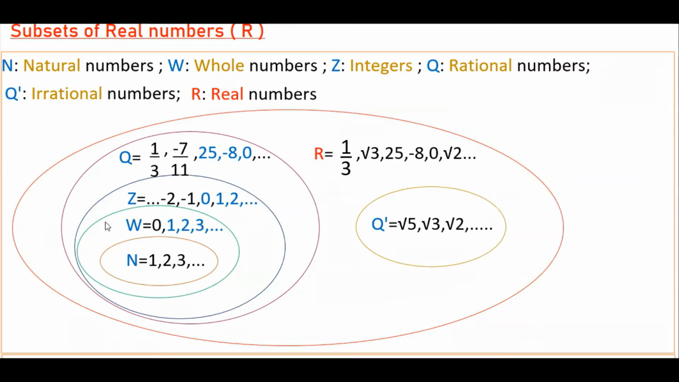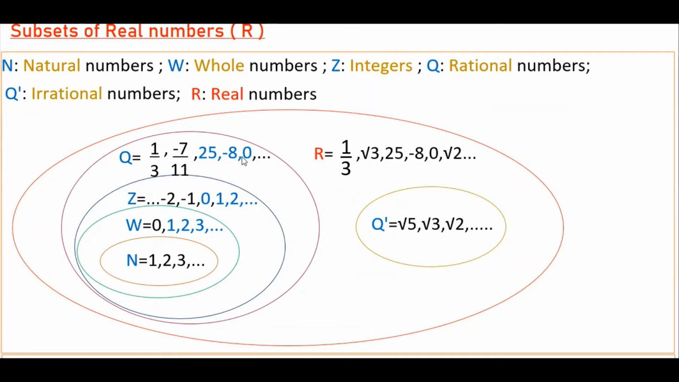So whole numbers include natural numbers. And next, integers, that is Z. We know that integers are negative numbers, positive numbers, including 0. That means Z includes W and N, whole numbers and natural numbers. You can see from this figure. And Q is rational numbers. All rational numbers are in the form of p by q, where q is not equal to 0. So Q includes all the integers, that means it includes whole numbers and natural numbers also.